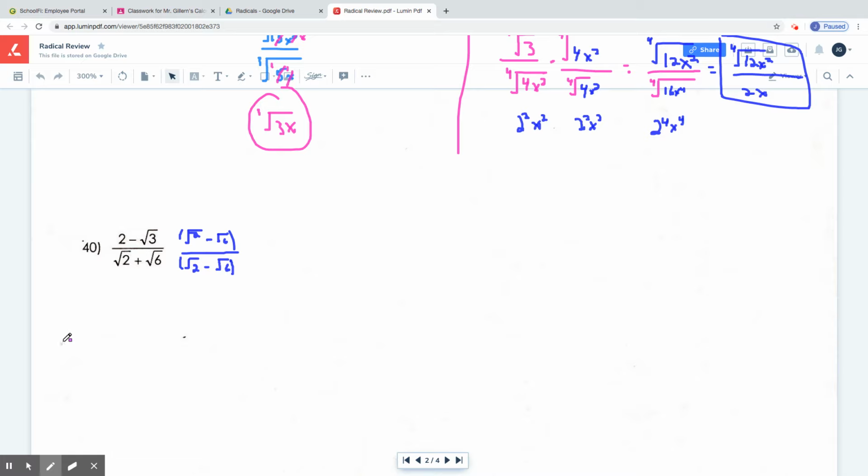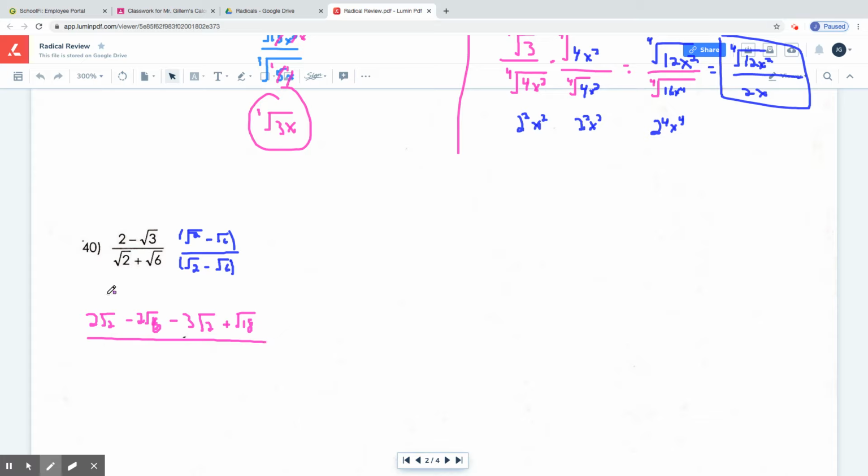So let's go. 2 times root 2 is 2 root 2. 2 times negative root 6 is negative 2 root 6. Negative 3 times root 2 is negative 3 root 2. This is supposed to be a 6. I know it's bad. Sorry. Root 3 times root 6. It's the negative times the negative, which would be a positive. That's the square root of 18. And we'll simplify that in a second.